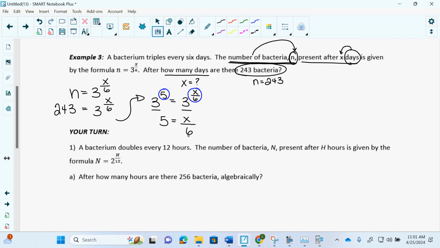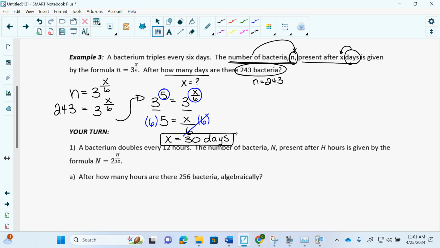And x over 6 is a fancy way of saying x divided by 6, correct? And I need to move a division of 6. How do I move a division of 6? Multiply by 6. So I get x equals 30. 30 what? 30 penguins, 30 potatoes, 30 days. And then I'm done because I have the answer and I boxed it, even though it's a written response.